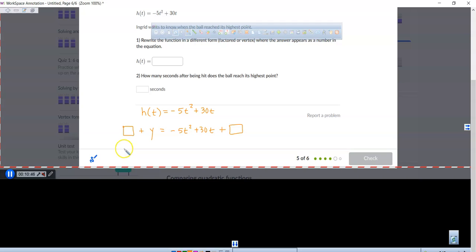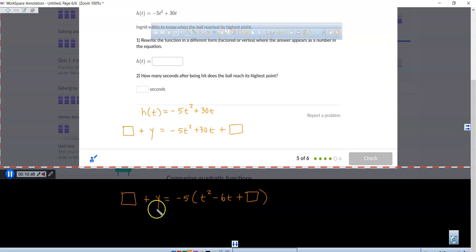Now when you complete the square, here's what you got to know. You got to be able to factor out that -5. So we're going to factor it out. That leaves us with t squared minus 6t. I'm going to put the empty box here, and since there's nothing at the end, I'm just going to leave it exactly right there.